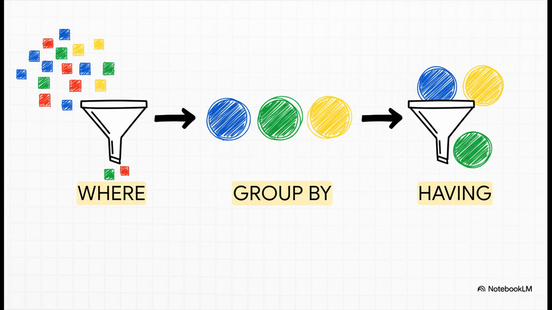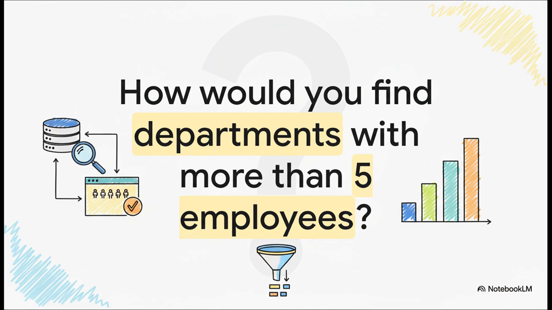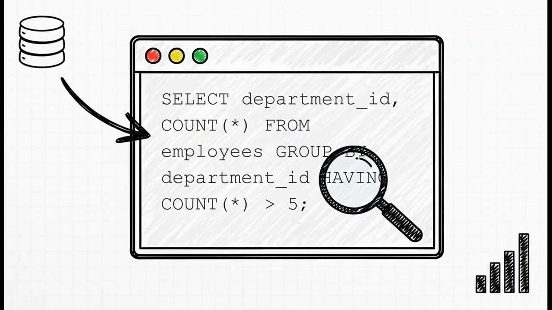Simple as that. So, let's put this into practice. Imagine your manager comes to you and asks, hey, which of our departments have more than 5 employees? See, they don't want a list of 10,000 people. They want a summary. And this is a perfect job for group by and having. You have to first group all the employees by their department, count them up, and then filter out the groups that are too small. And here's what that looks like in code.